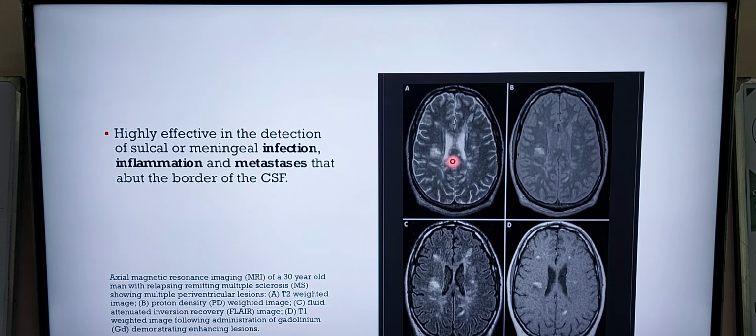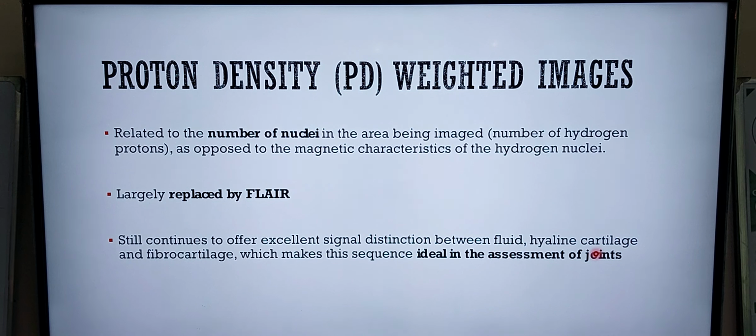In this figure, first is the T2 weighted image without any enhancement technique applied. Second is the proton density image, which will be discussed later. Then the third is the FLAIR image in which you can see that the CSF is suppressed and the periventricular plaques are more enhanced. And last is a T1 weighted image following gadolinium contrast in which only the periventricular plaques can be seen.